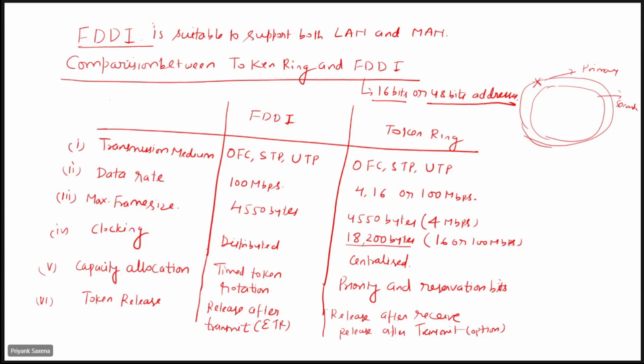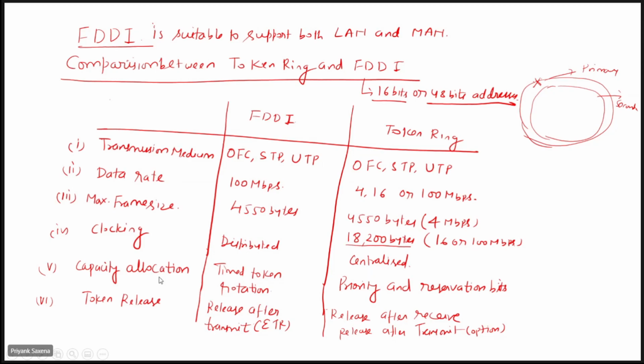TCP, UTP, all can be supported by both. Data rate is 100 Mbps as you can see for FDDI, while Token Ring is available in 3 versions, 4, 16 or 100 Mbps. Maximum frame size is almost the same for 4 Mbps, while it is 16 or 100 Mbps. The maximum frame limitation is 18,200 bytes. Clocking is distributed while it is centralized.